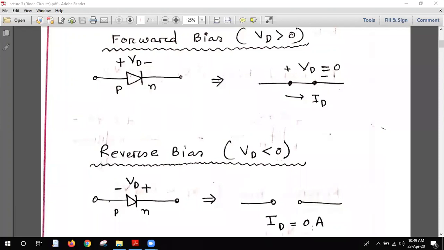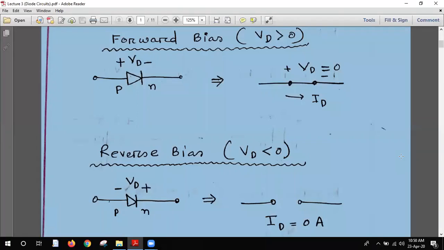We already know that when the negative voltage or reverse bias condition is applied to the PN junction diode, there is no current flowing throughout the diode. That means the current through the diode is 0. Okay, so that was the ideal diode.